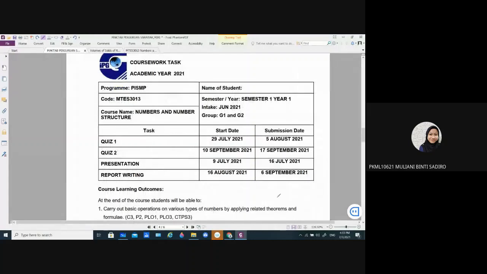So this is your coursework, as you can see it here. Okay, so there are 4 tasks for you to do. Okay, quiz 1, quiz 2, presentation and report writing.